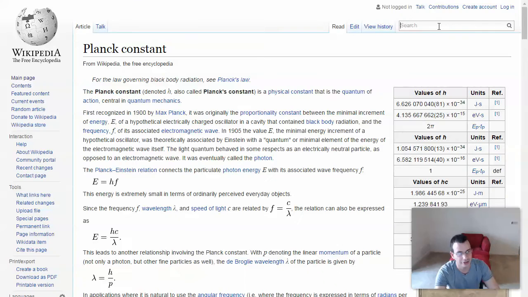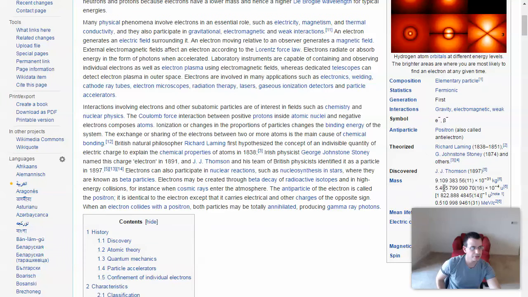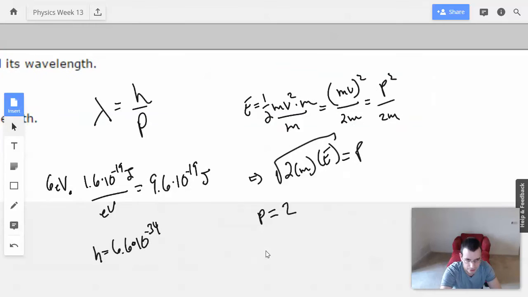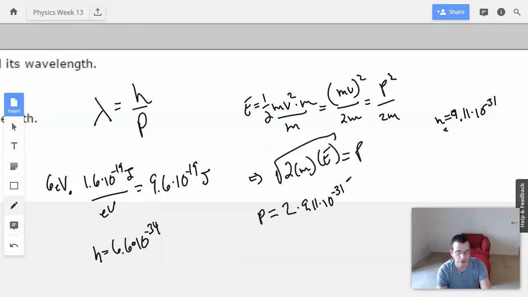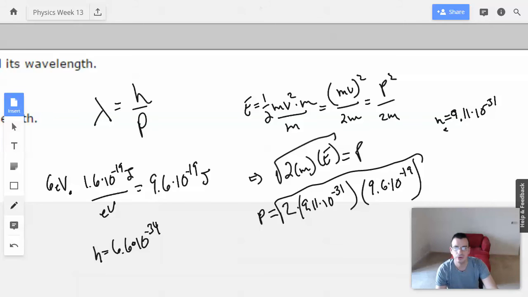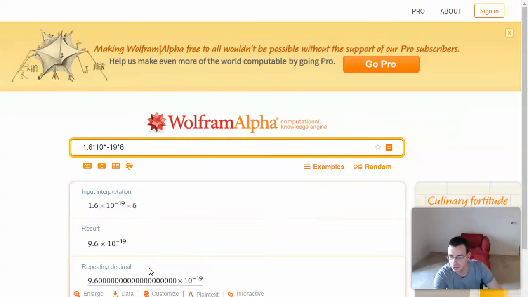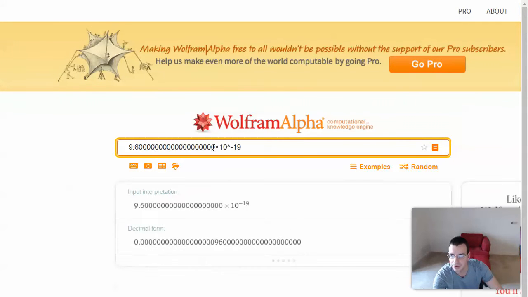I need to find the mass of an electron. The mass of an electron is 9.11 times 10 to the negative 31st. Write that up here: mass of electron, 9.11 times 10 to the negative 31st, times energy, which is also really small, 9.6 times 10 to the negative 19th, and then we'll square root the whole thing.